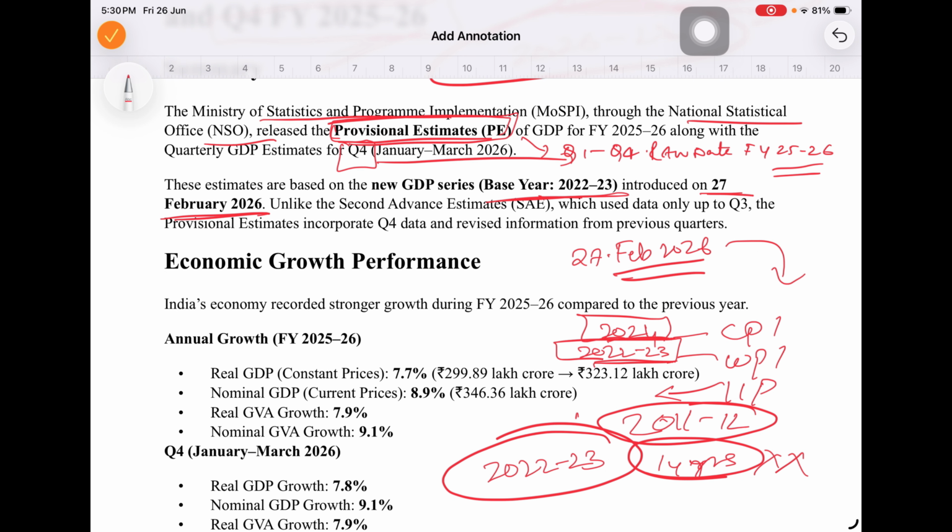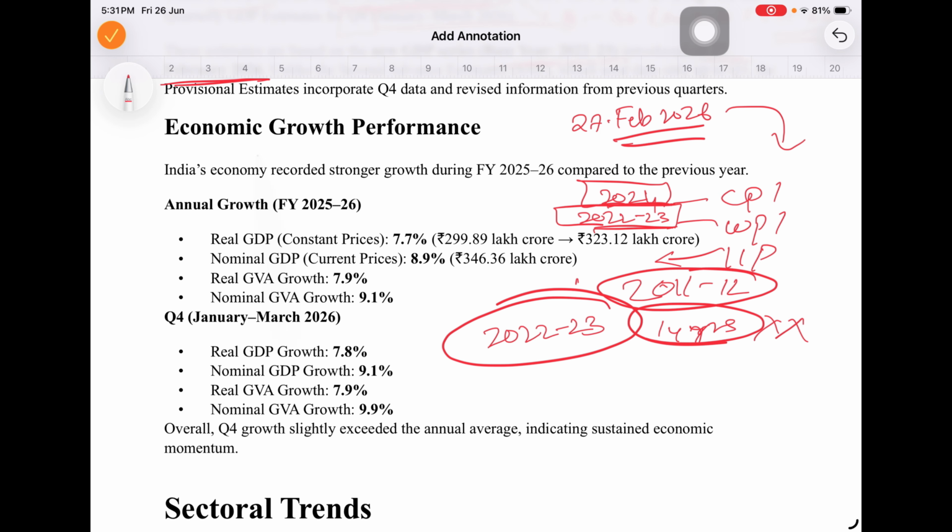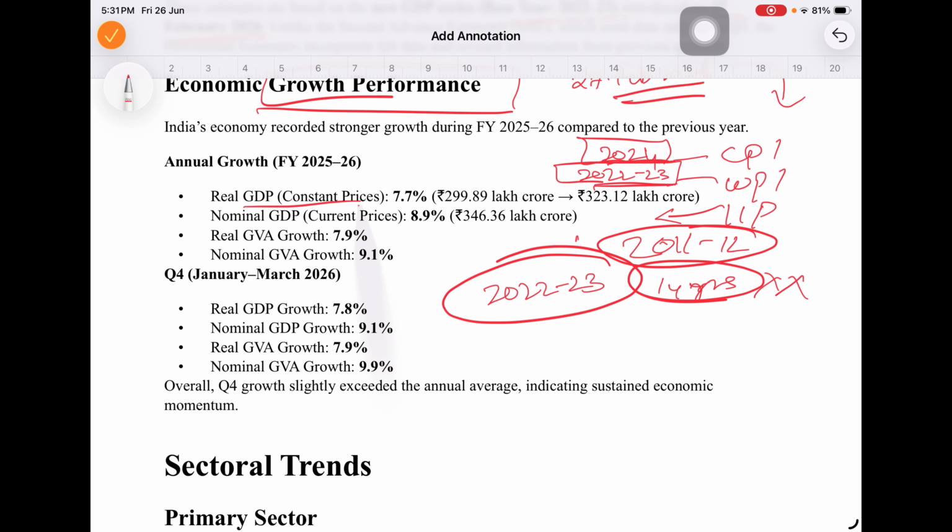So that has happened. Once quarter 4 is finished, you get this information anyway. Once April is done, you can estimate that you will get the information. In May you will get the raw data for quarter 4, and you can make provisional estimates. Along with that, they also talked about the growth performance of various aspects. You can see real GDP. Again, you have to know the difference between real GDP and nominal GDP. Real GDP is adjusted for inflation.